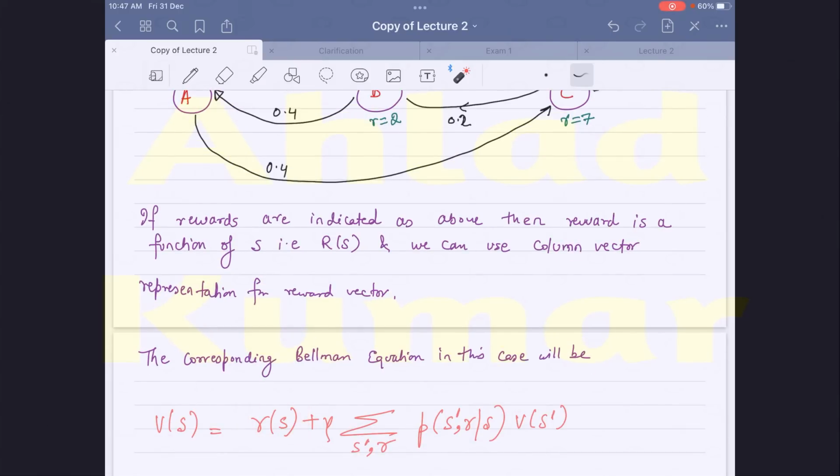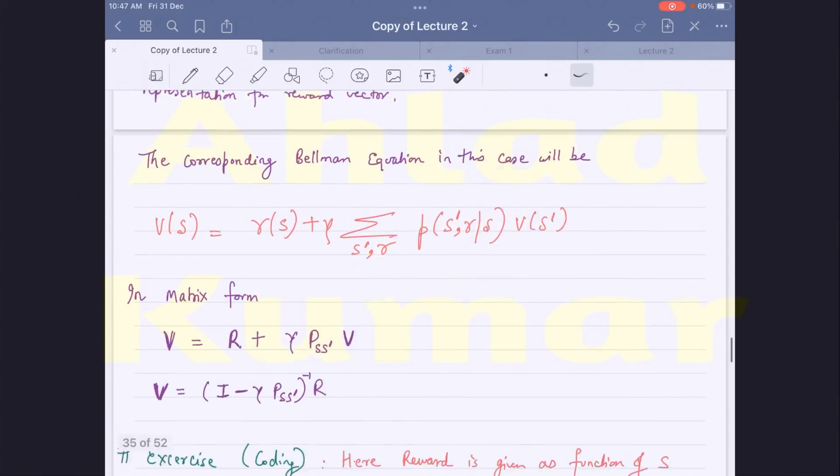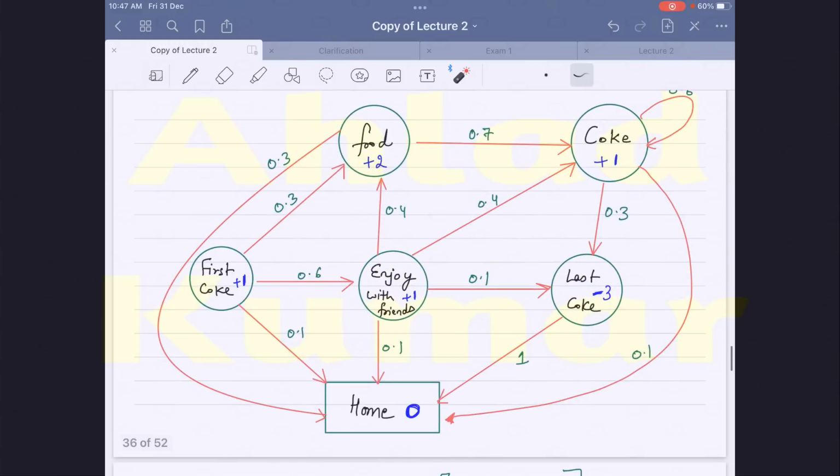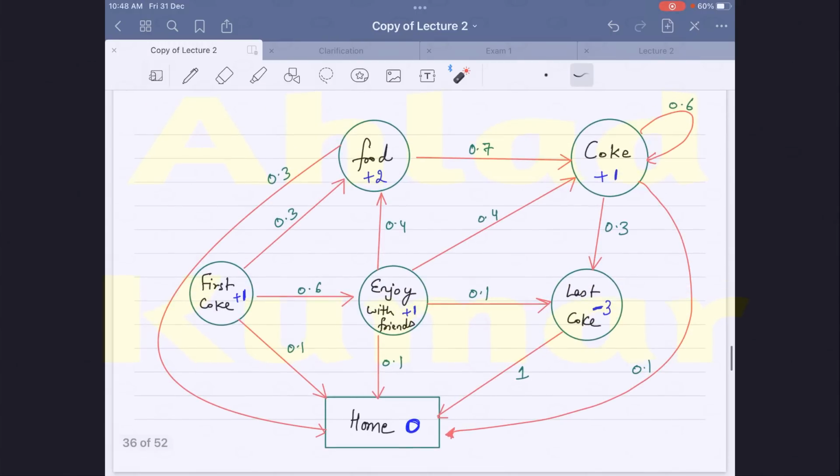So now we will take one example where your rewards depend upon the states rather than the intermediate transitions. In particular, we will take this as an example. If you look into this Markov random process, all the values given in blue are the rewards, and they are defined as R of S rather than R of S comma S prime. So note that for each of these states we have the rewards associated with it.